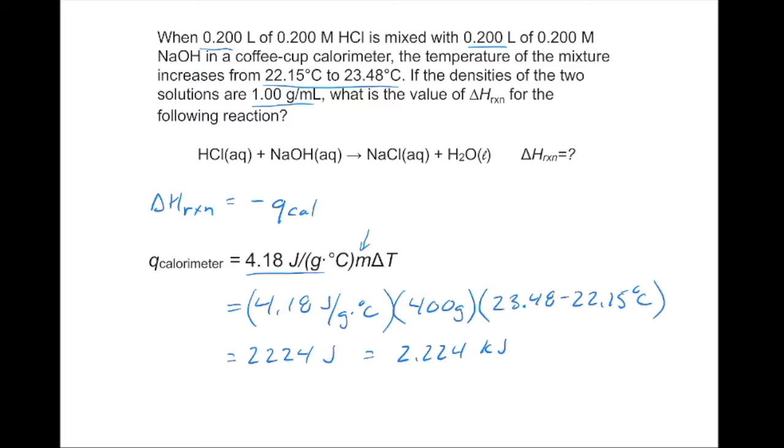Okay, so we've calculated Q calorimeter, but remember Q calorimeter is that of the surroundings. We want Q of the reaction, so then we can relate that directly to delta H of the reaction. Remember, this is going to be the opposite sign for Q of reaction. So we can write that Q reaction equals minus 2.224 kilojoules. Remember now that this was the amount of heat released for 400 grams, and delta H of reaction needs to be calculated per mole.